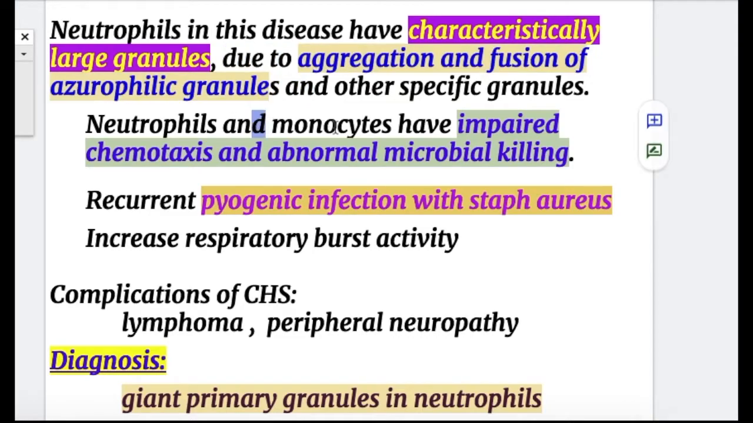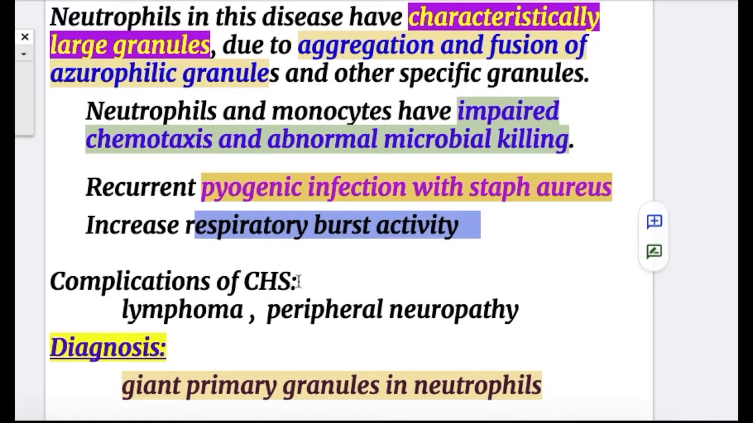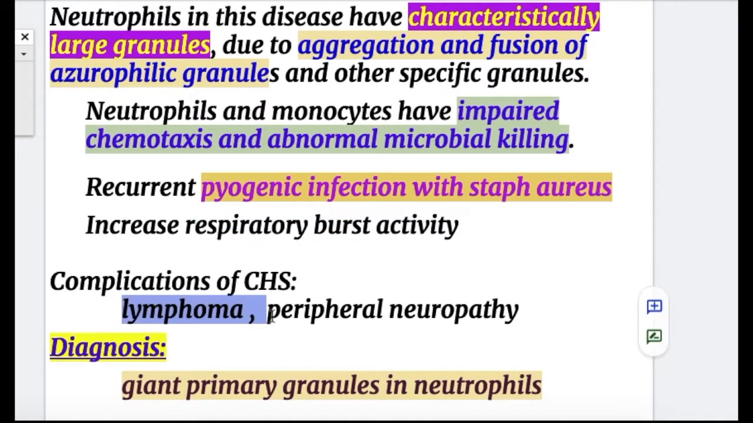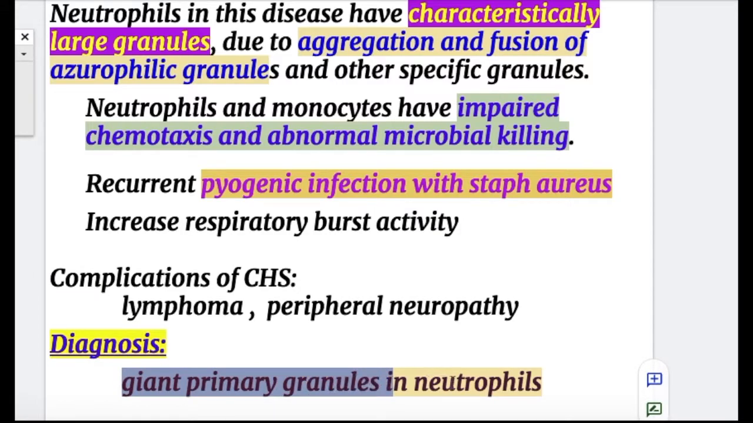Neutrophils and monocytes have impaired chemotaxis and abnormal microbicidal killing. That results in recurrent pyogenic infection with gram-positive organisms, especially with Staph aureus. There is increased respiratory burst activity in Chediak-Higashi syndrome. Complications of Chediak-Higashi are lymphoma and severe peripheral neuropathy, and the diagnosis is by giant primary granules in the neutrophils.